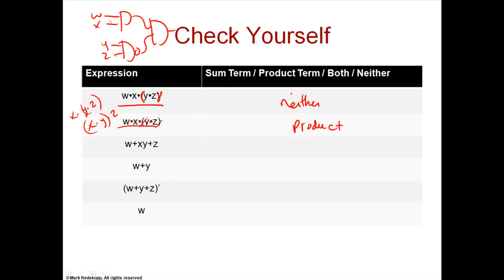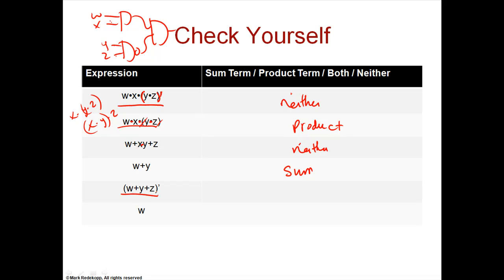W or x and y or z. Is this a sum term? No, because it has a product going on. It has an AND being performed. So this would be neither. W or y is a sum term. It's two literals being ORed together.